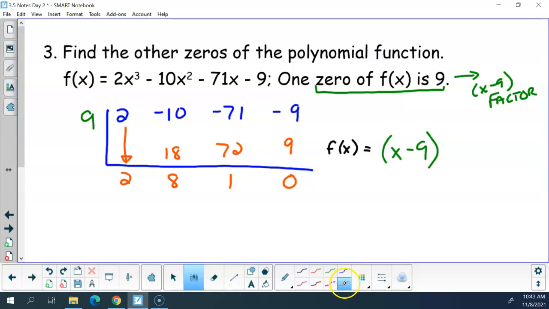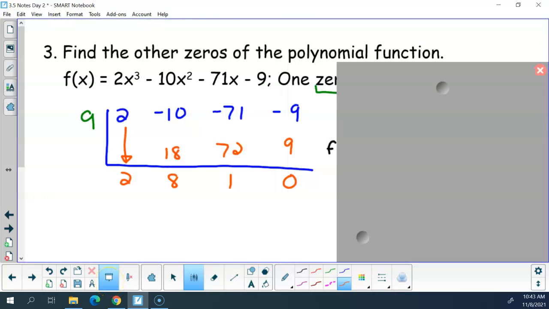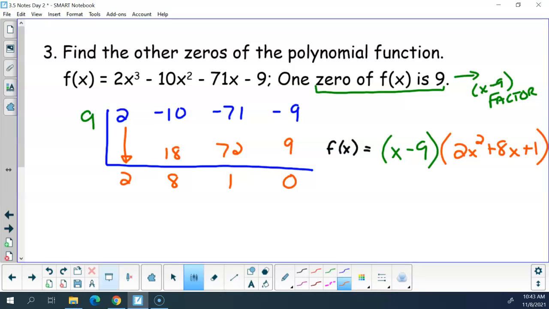So that's x minus 9. This one is 2x squared plus 8x plus 1. Is 2x squared plus 8x plus 1 factorable? I don't think so. No, it is not. Here's my question first. Bus stop number 1 was right there, correct? That's it. Bus stop number 2 is right there. So that's it, because it's factored completely.